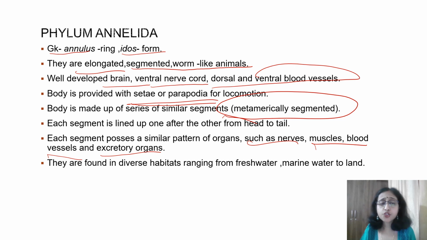They are found in diverse habitats, ranging from fresh water to marine water, or else they can live on land also.